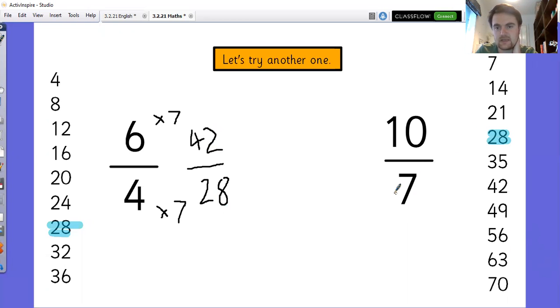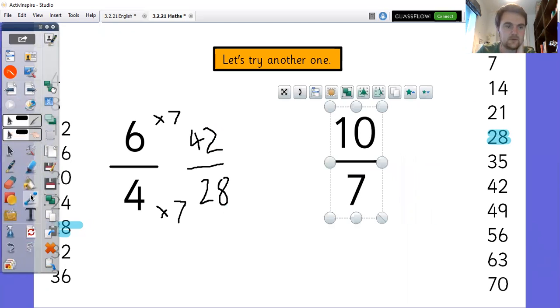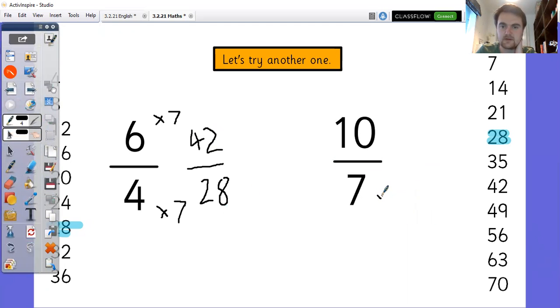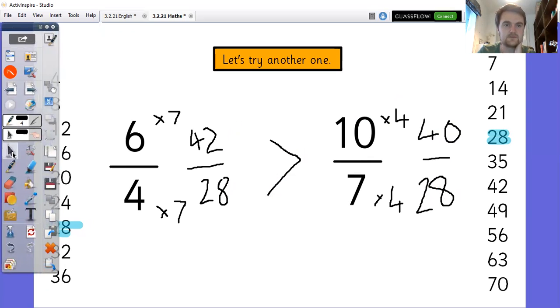Now, to get from 7 to 28, I know I need to multiply it by 4. So I need to do the same thing to the numerator. So 7 times 4 is 28. 10 times 4 is 40. Oh, that was actually quite a good 8. You see, I'm surprised by it. And I can see that 42/28 is going to be greater than 40/28. It ends up being a bit faffy, but it is quite an effective way of doing it.